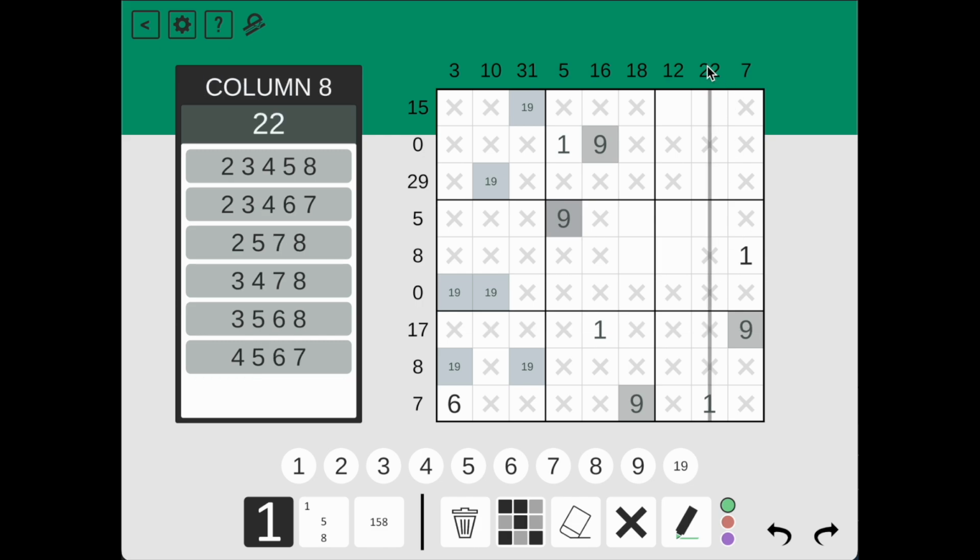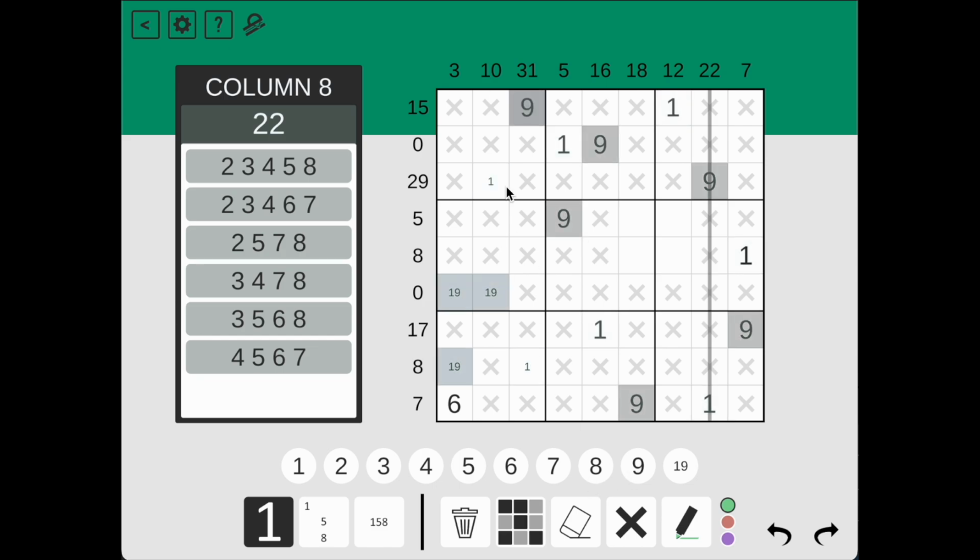Look at this column. It could be 4 or 5 digits. So it could be here. Wait, it can't be here. Because this is a 1, so it would have to be a 9. There's already a 9 in this row. So this has to be the 9. Put an X here and here. That means this right here is a 1.